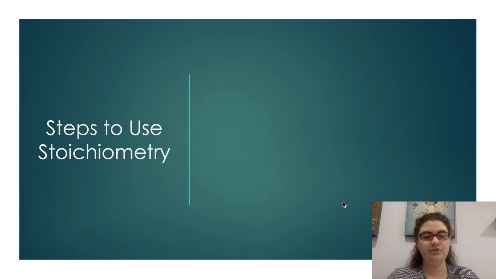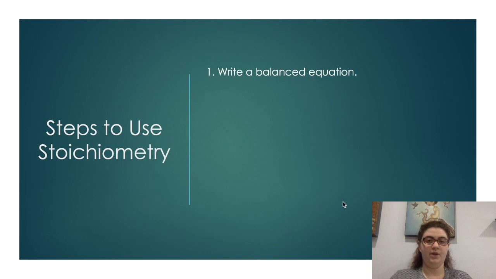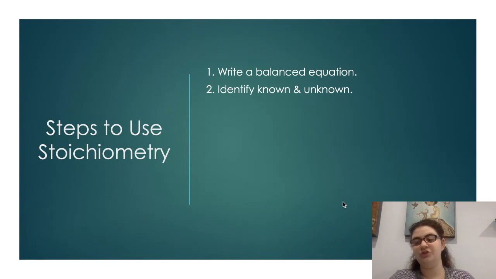So the steps to use stoichiometry are as follows. First, you need to write a balanced equation. You need the balanced equation because it's really important for you to know the coefficients, as you'll later see in the examples. Then you need to identify the knowns and unknowns. Do you know how many moles of the reactant or product you have? Do you know what you're looking for?